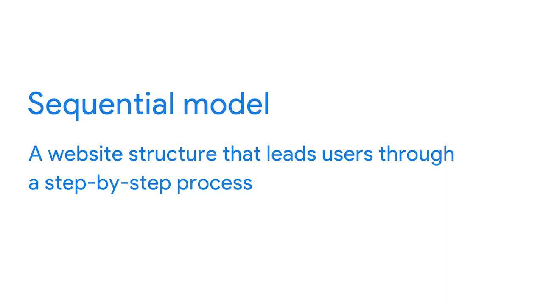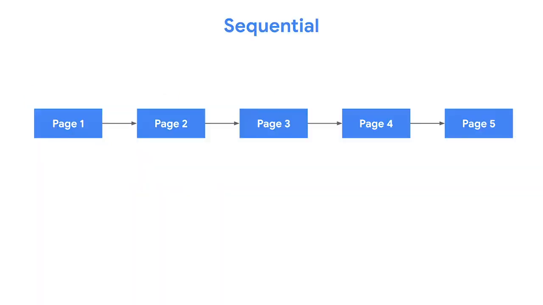A second common website structure is sequential. A sequential model is a website structure that leads users through a step-by-step process. Sequential websites order their pages from a starting page to an endpoint, sort of in a line. Users start on the site's first page and click a link or button to go to the next page in the order. Users continue this pattern, clicking through the pages in order until they've reached the last page.